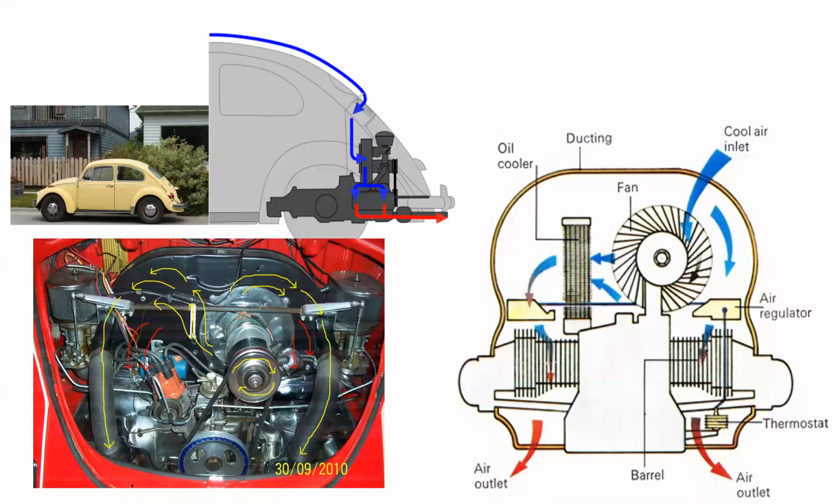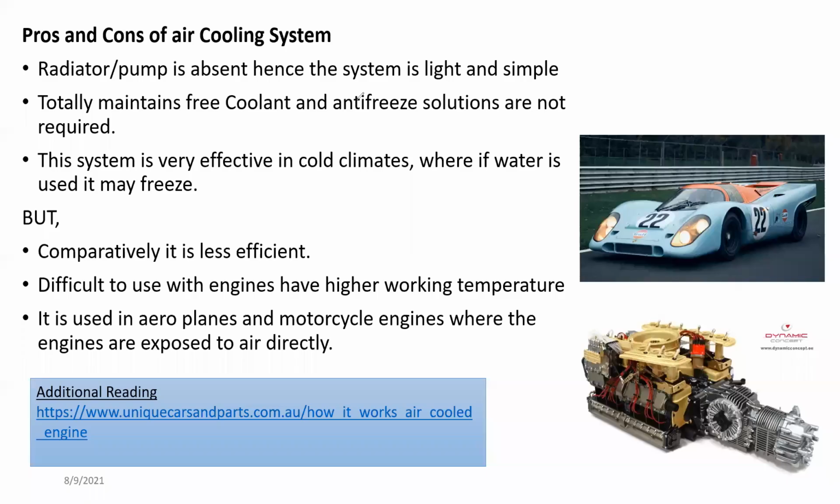This system has been used for a long time, even though these particular vehicles were first designed in the late 1930s. It continued until around 2000, and this system was used in this particular model with various upgrades. But there are some pros and cons of using an air-cooled engine.